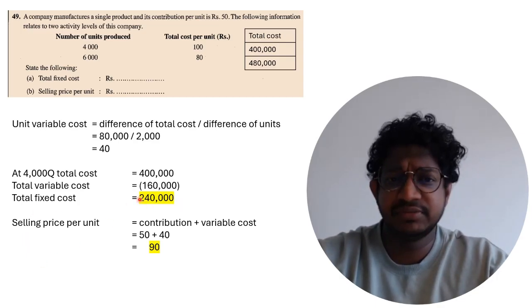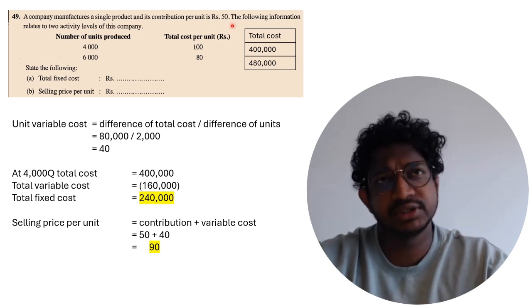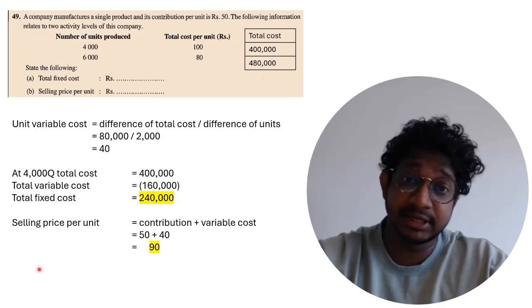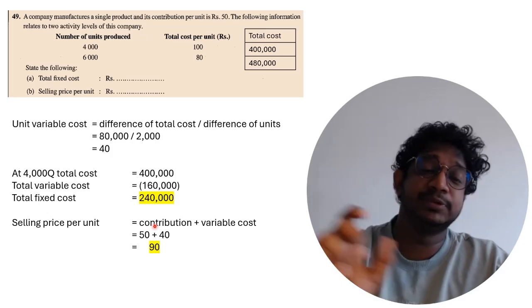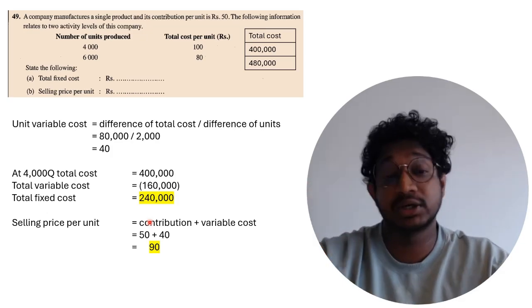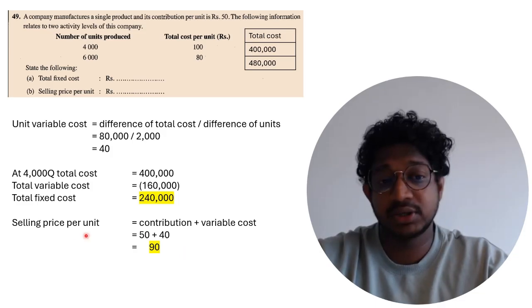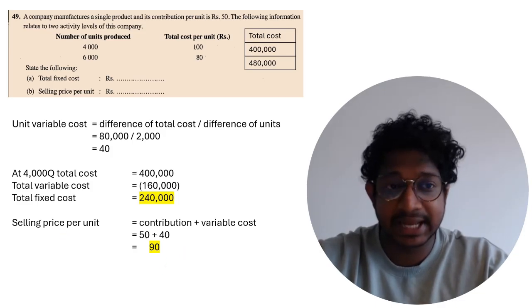And the selling price per unit, because the contribution is given here. So how to find out the contribution? Contribution is equal to selling price minus variable cost. So if they are asking the selling price, it means you have to add contribution and variable cost together. So your contribution is 50, variable cost is 40. So altogether your selling price per unit is 90.